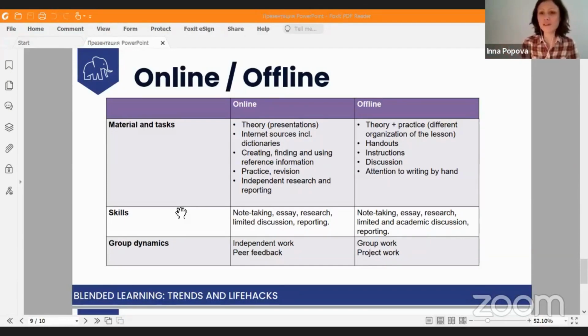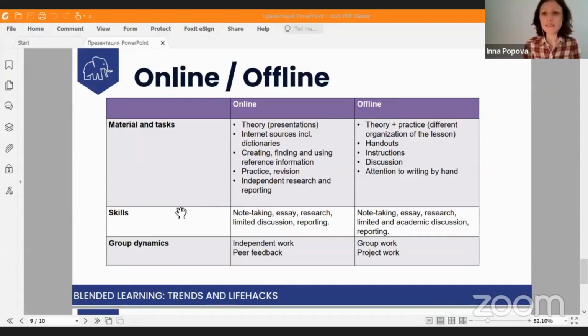When you are online, you can use the internet, you can Google, you can go through different internet sources, dictionaries, and other things. Offline, you cannot do it as much. So you have to dedicate your time to some other skills, like note-taking, for example. Yes, so creating, finding, and using reference information is usually practiced online, but the explanation of how to do it can be done online. Revision is also usually done online, and independent research is usually done online, and reporting.